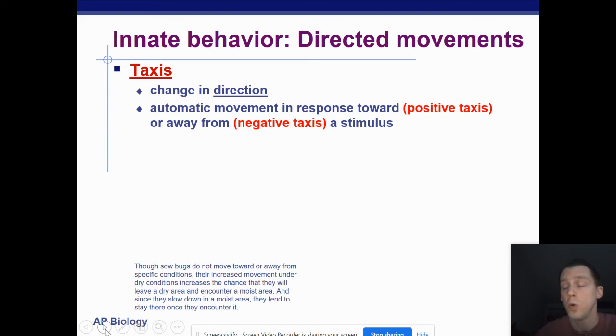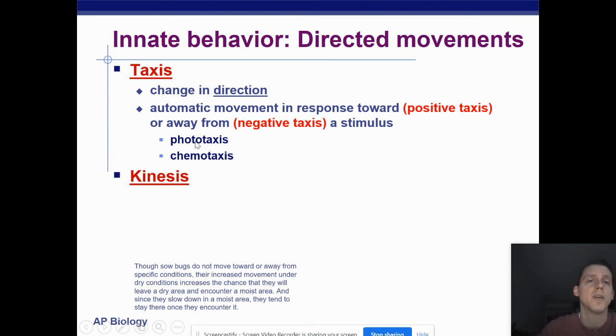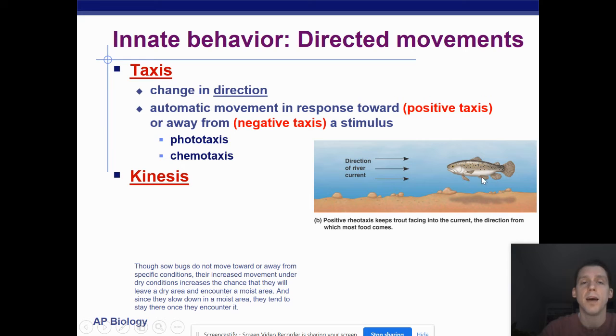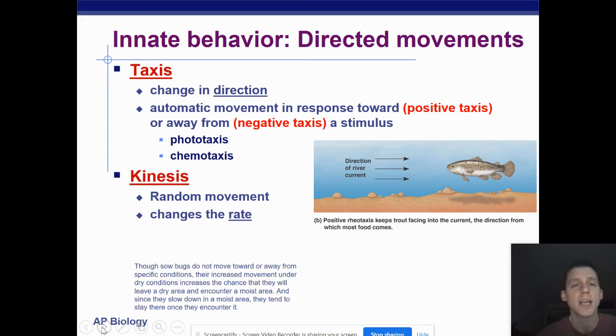Animals can move to food or away from a predator. Phototaxis is moving towards or from light. Chemotaxis is moving towards or from a chemical. And then we have kinesis. Oh, here we have a salmon, a fish, moving against the river current. Kinesis is random movement that's going to change the rate of movement, but it's not going to be in a particular direction.